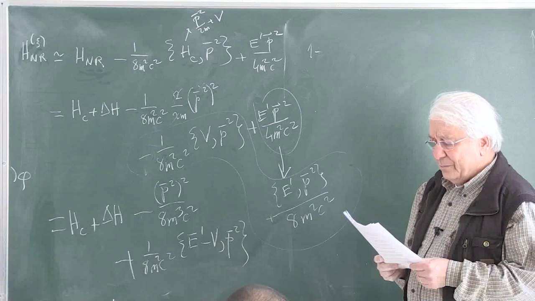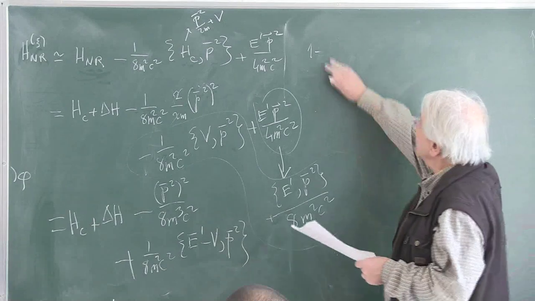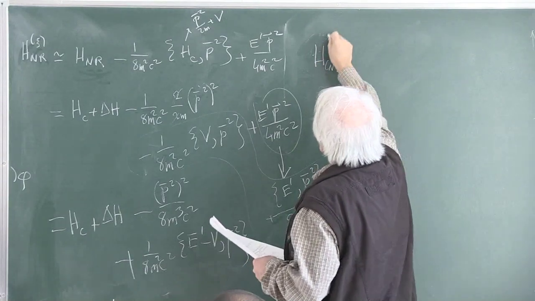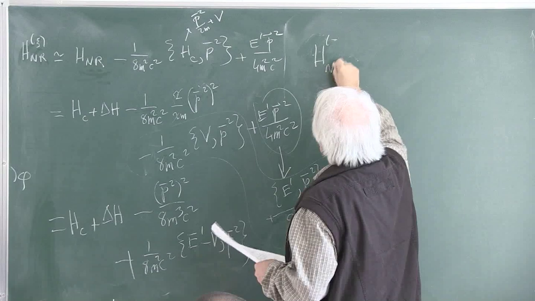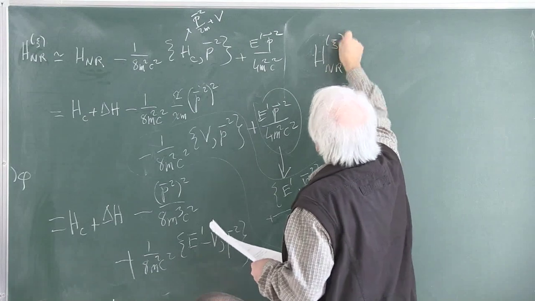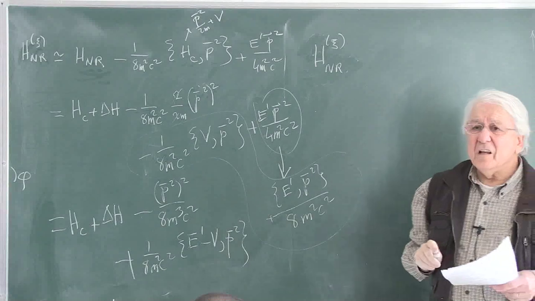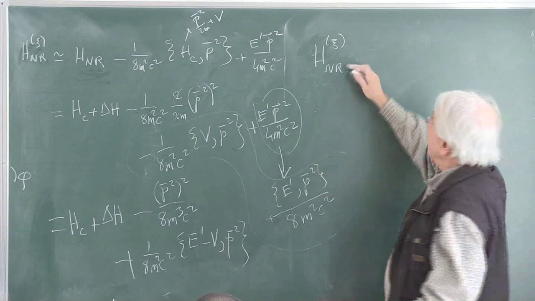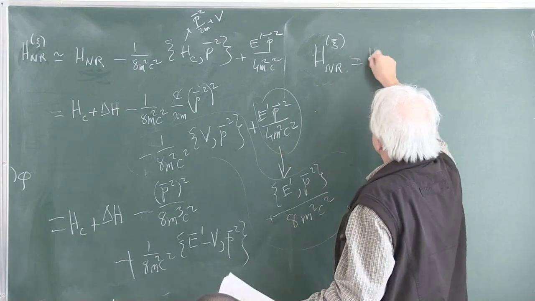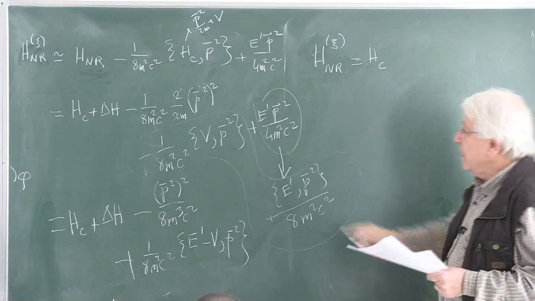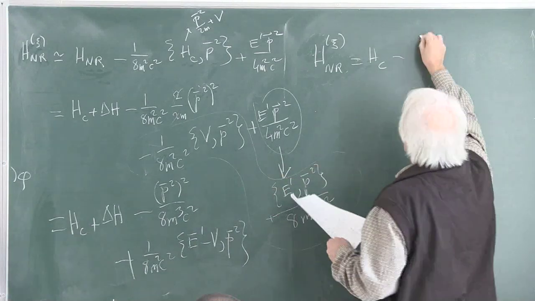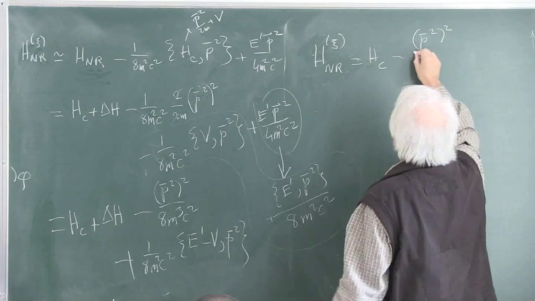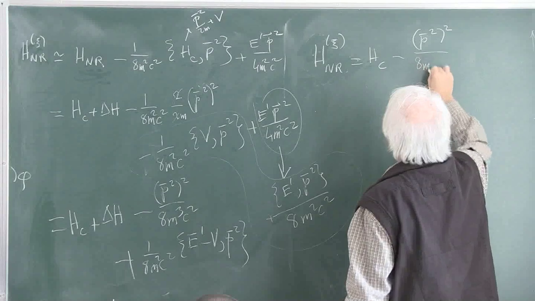So what do I have? Let me write what I have now cleanly. This is the modified non-relativistic Hamiltonian in association with the normalized C. So altogether, H_C is the usual Coulomb minus that nice kinetic energy correction term, which just popped up. It came out on its own, right? As a result of this computation.